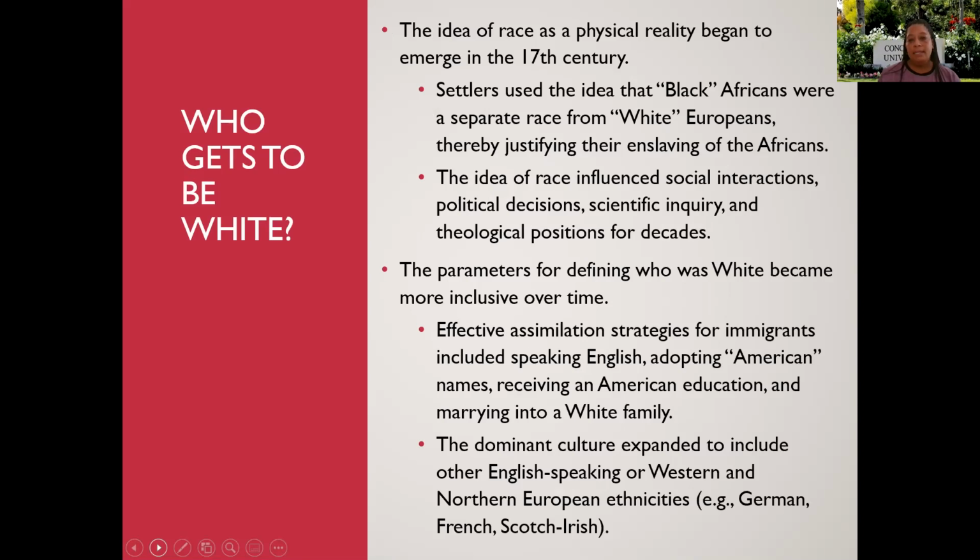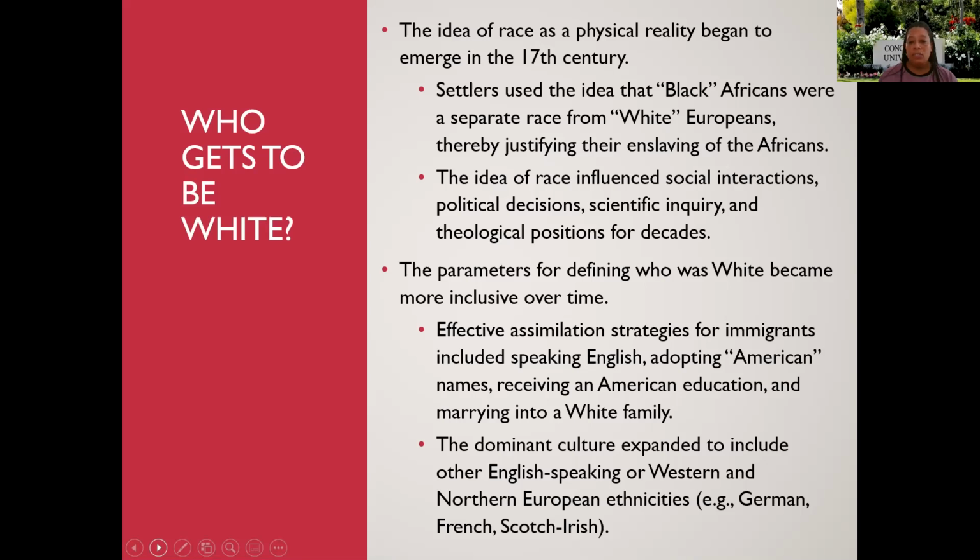The idea of race as a physical reality began to emerge in the 17th century. Settlers used the idea that Black Africans were a separate race from white Europeans, thereby justifying their enslaving of Africans. The idea of race influenced social interactions, political decisions, scientific inquiry, and theological positions for decades. The parameters for defining who was white became more inclusive over time.